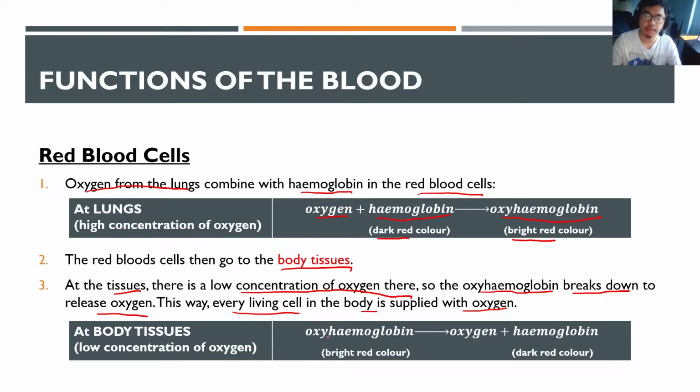So once the red blood cell has reached a specific cell in the body, to other parts of the body, the oxyhemoglobin, remember the hemoglobin with the oxygen, breaks down or separates to become oxygen and hemoglobin, and the oxygen is then given to the other cells in the body. And that's how the other cells get the oxygen from the red blood cell.